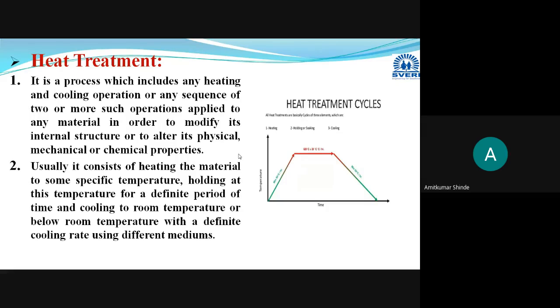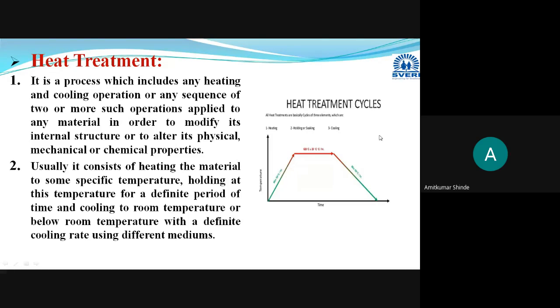You can change its chemical properties. You can change its mechanical properties also. Or you can change its microstructure, or you can say its internal structure also, with the help of this heat treatment process. In short, here we are going to apply heat treatment. It is a process which consists of a set of heating and cooling operations to change the properties of the material, or you can say to change the physical, chemical, and mechanical properties of a material. That will be termed as the heat treatment process.